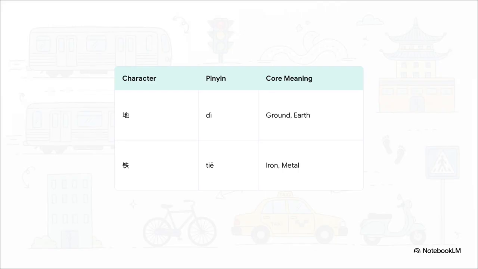Okay, this is a brilliant illustration of Mandarin's descriptive power. So the first character, di, means ground or earth. The second, tie, means iron or metal. So what happens when you put them together? You get ditie, the ground iron. It's a direct, literal reference to the iron rails running through the ground. It's not just a word, it's a perfect description.